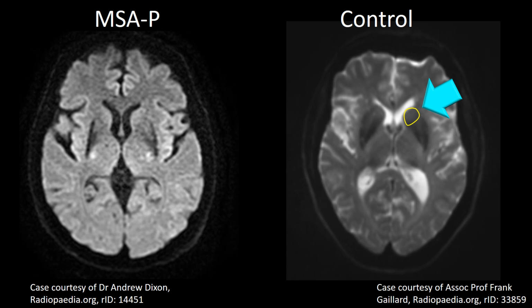This is the head of the caudate, which is quite preserved in this case. This is the putamen, which is severely affected here. This is the globus pallidus, which is also affected, but to a lesser extent, in patients with MSA-P.